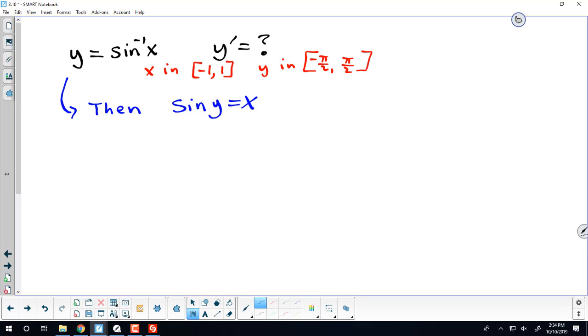So instead of working with the actual definition of the derivative, we have sine of y, which again we know is a function of x, equals x. We can take the derivative of that implicitly. So we're going to use implicit differentiation. So what is the derivative of sine of y when y is a function of x? Cosine y times the derivative of y. Right, cosine y times the derivative of y equals the derivative of x.